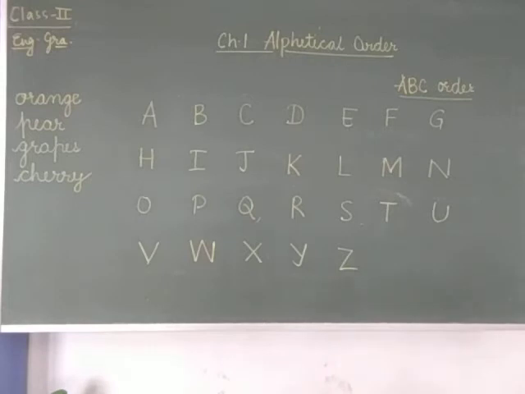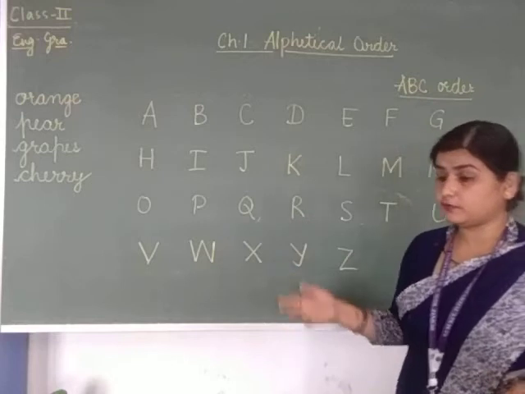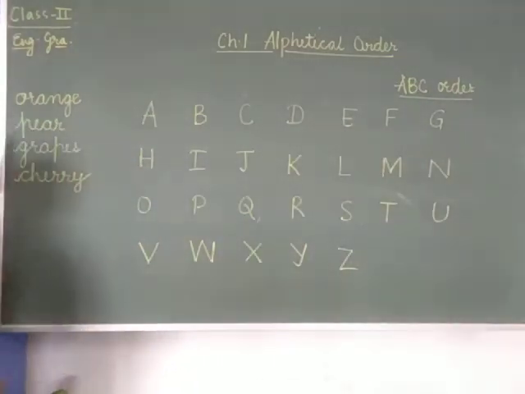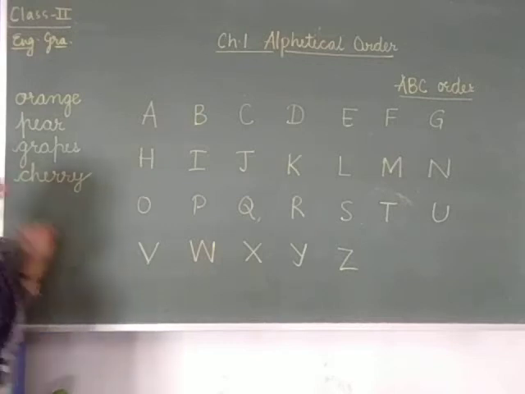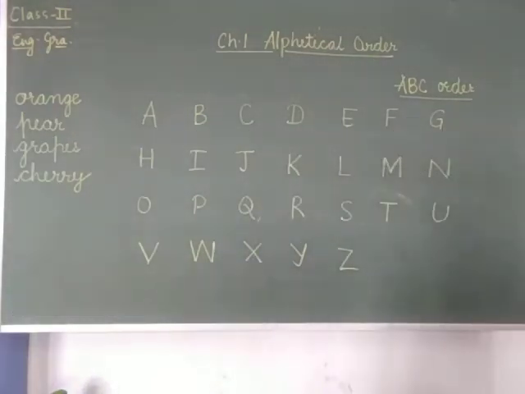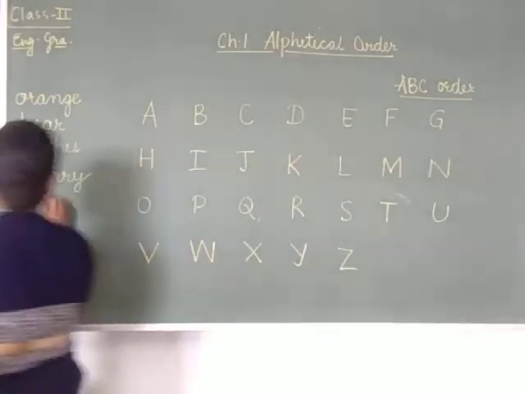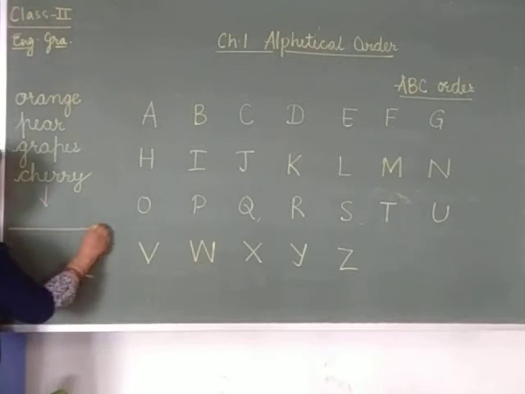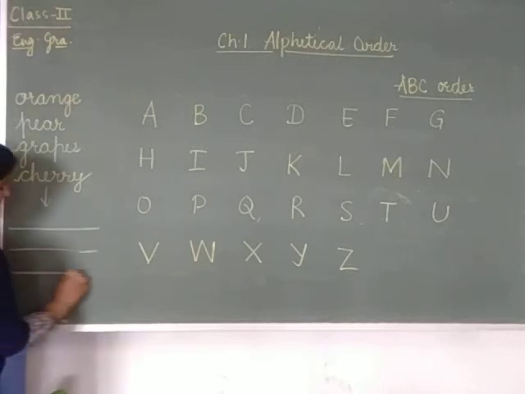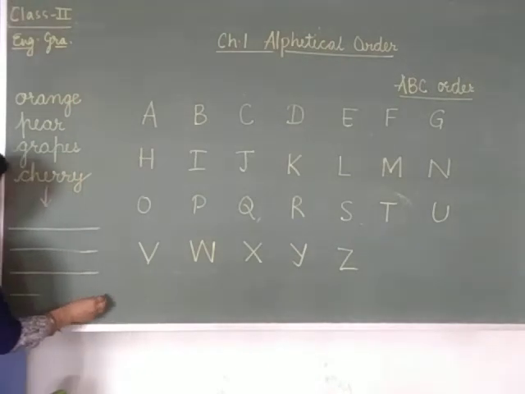Till now I have given you the example of alphabetical order using the letters. Now I have got 4 new words: orange, pear, grapes and cherry. I have these 4 words and I need to write them in alphabetical order if they are not written in alphabetical order. I need to write them in an alphabetical order. So what will be the sequence that we need to find out?